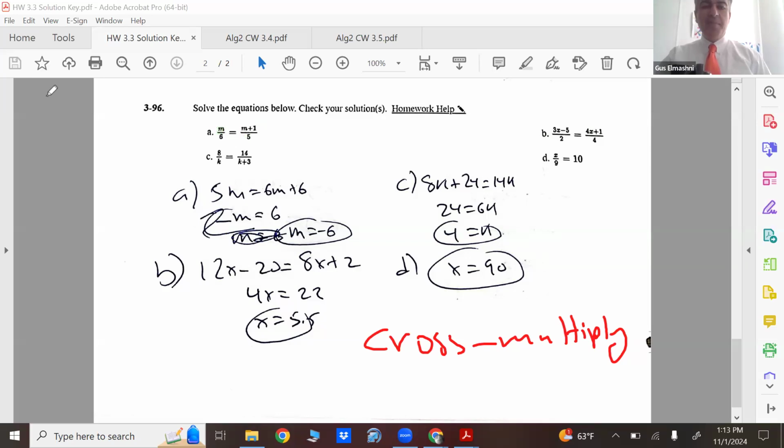You want to multiply 5 with m and 6 with m plus 1. And we'll work it out. You should get -6. B, rinse and repeat. 4 with 3x minus 5, 2 with 4x plus 1. C, rinse and repeat. K plus 3 with 8, K with 14.